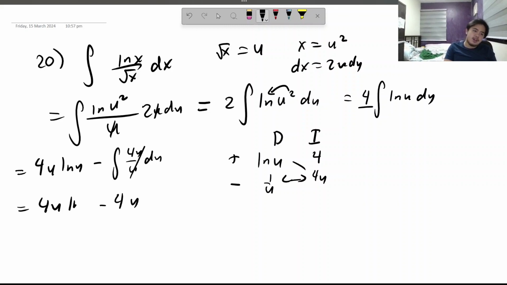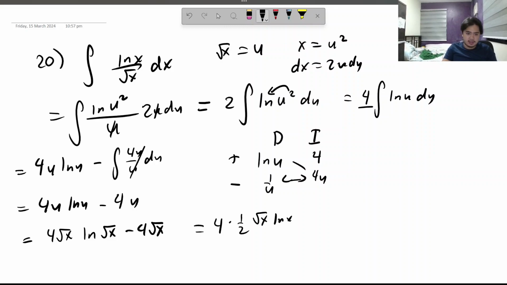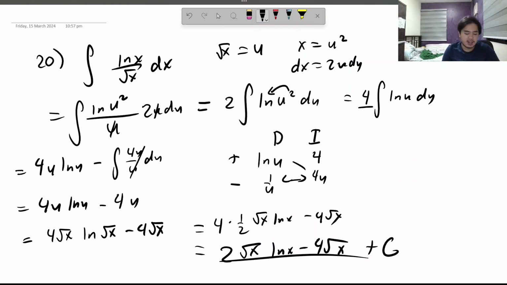Then 4u ln u. U is square root of x. So we are back with 4 square root of x times ln square root of x minus 4 square root of x. That is not yet the answer, because ln square root of x is just 1/2 ln x. So we can do 4 times 1/2 square root of x ln x minus 4 square root of x, which is now 2 square root of x ln x minus 4 square root of x plus c. That's the answer.